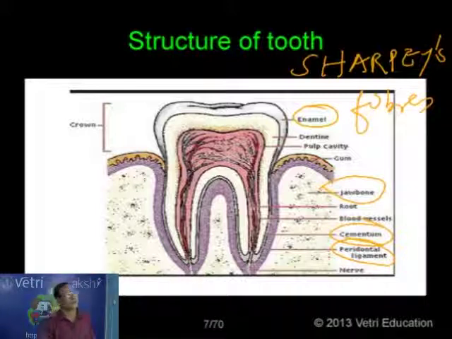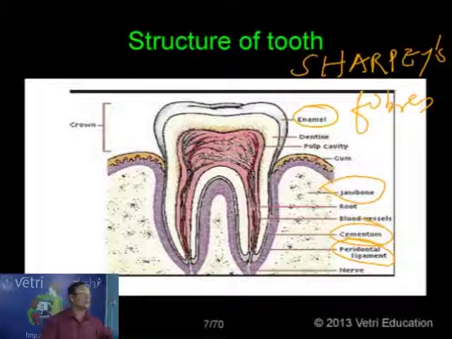Sharpey's fibers. They are nothing but fibers produced by the fibroblasts of the periodontal ligament or membrane, penetrating into the cementum on one side and penetrating into the bone on the other side, and that is why they are fixing the tooth in the bony cavity. That is about what we have.